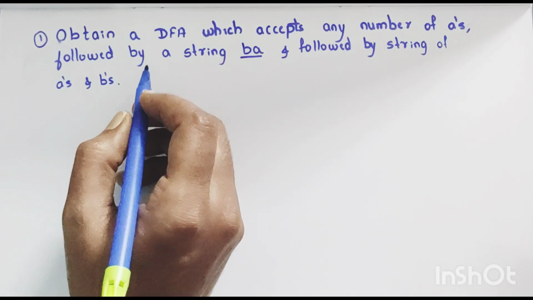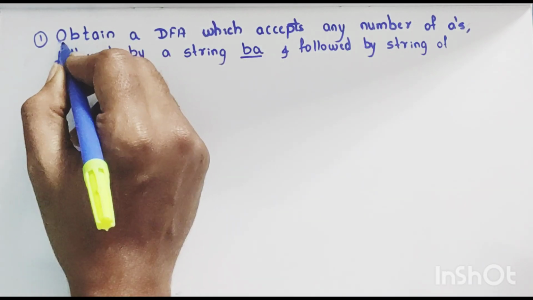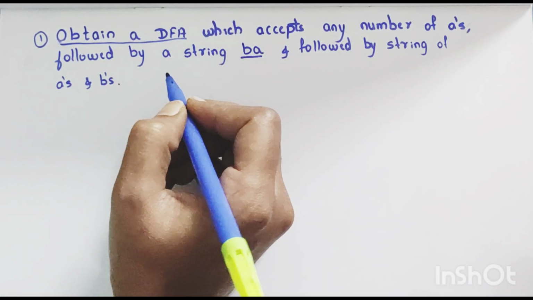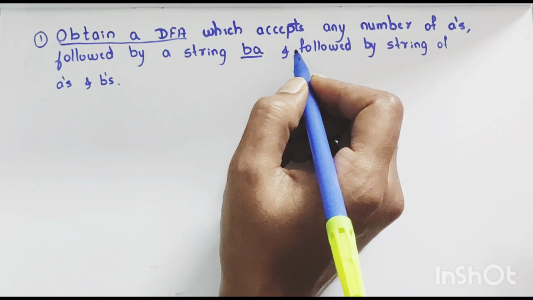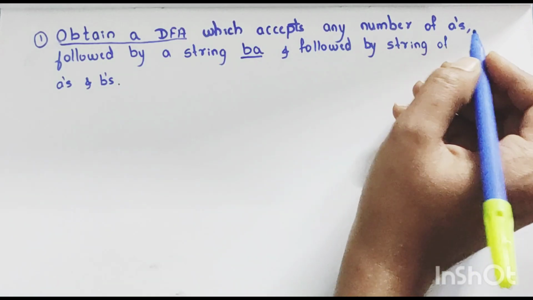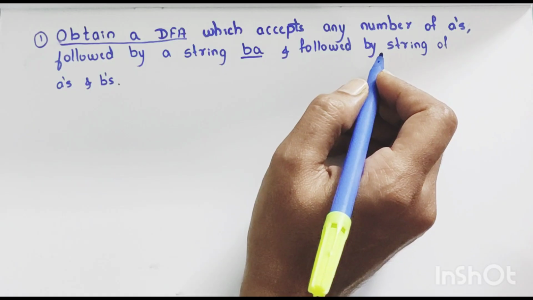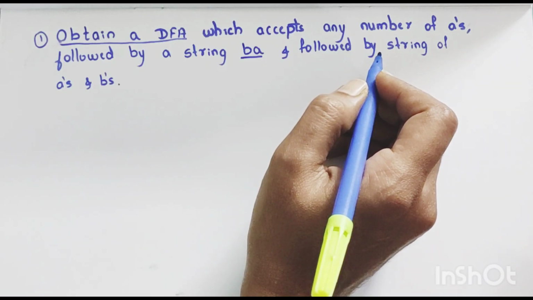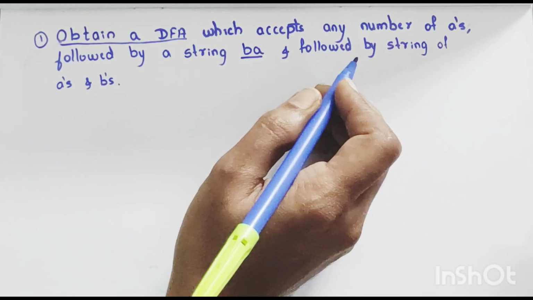So in today's class we are going to discuss how to obtain a DFA. We are given certain conditions and the set of symbols which are going to be accepted by the DFA. Based on that we are going to construct the DFA.